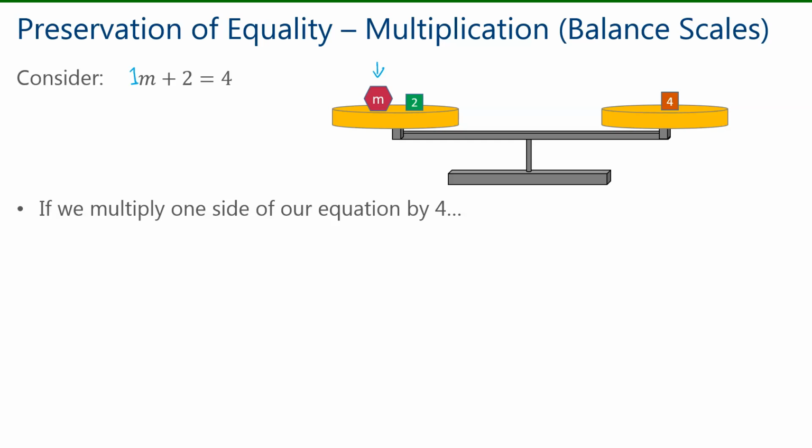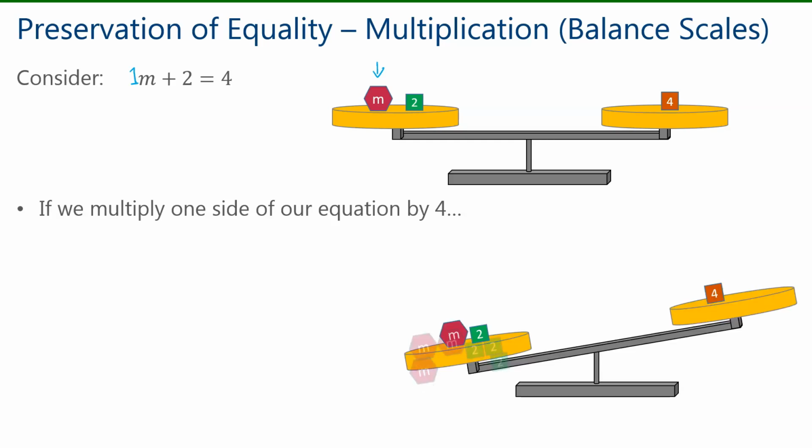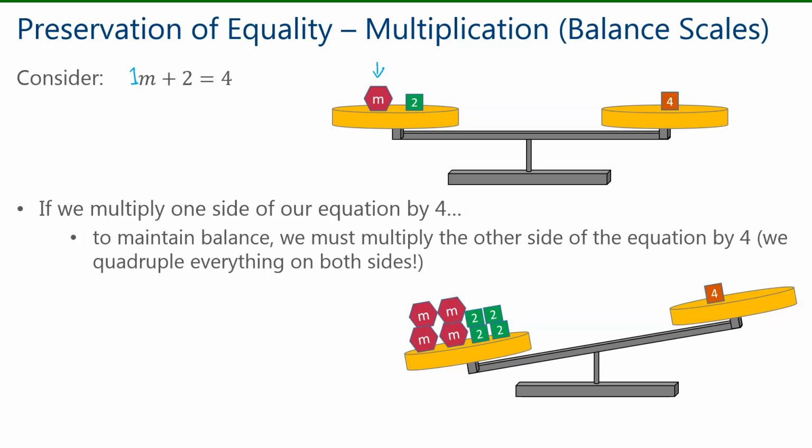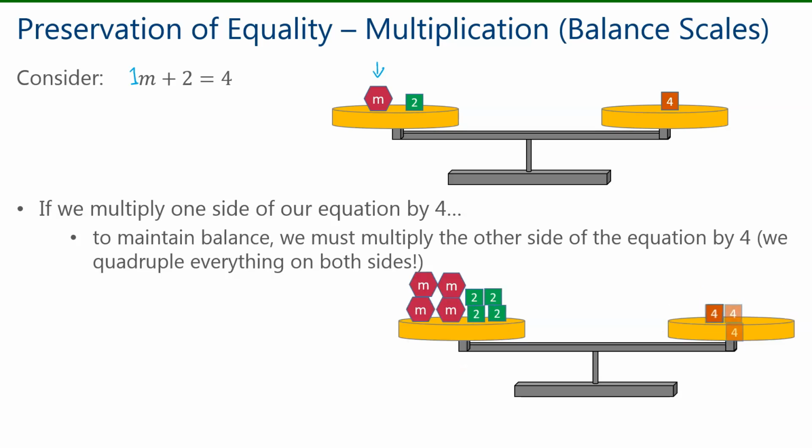If I take the left-hand side and make everything 4 times as big, I end up with 4 hexagons for 4m, and I end up with 4 masses of 2. To maintain balance, we must multiply the other side of the equation by 4. In other words, we are quadrupling everything on both sides. So instead of 1 mass of 4 on the right-hand side, now I have 4 masses of 4. Once we put in those 4 masses of 4, we get our balance back.